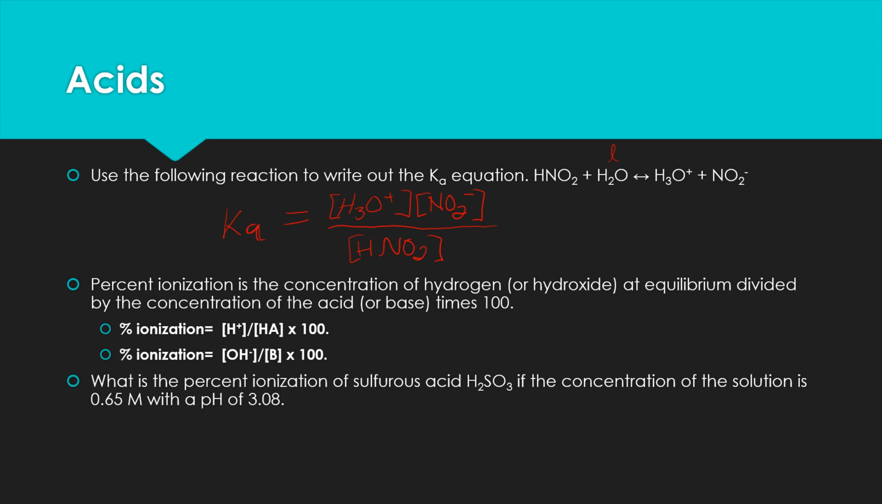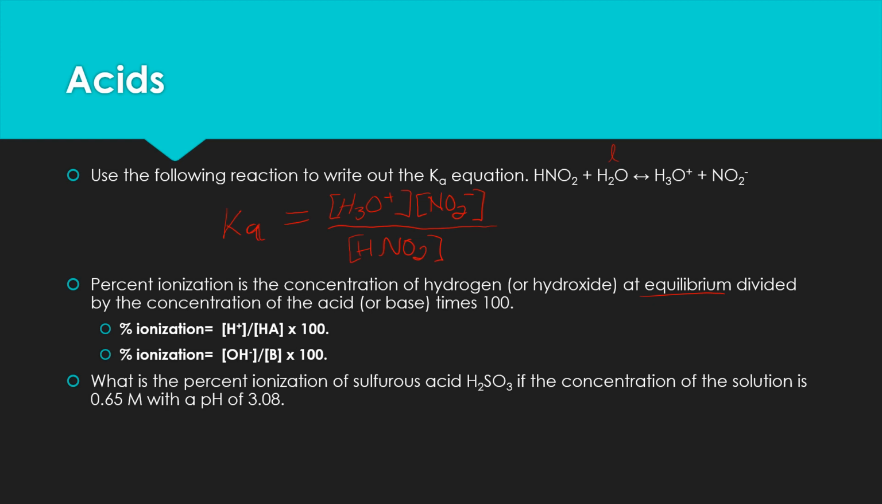So there is our equilibrium expression. We have a similar one written on your equation sheet and it reminds you of the setup for an acid. It says percent ionization, a concept that comes up once in a while, is the concentration of hydrogen, or hydroxide if it's a base, at equilibrium divided by the concentration of the acid or base in general, times 100. So if we want to know what percentage of this acid is actually ionizing, we can use the concentration of our hydrogen or hydroxide and the concentration of the whole solution, right? The part out of the whole thing.